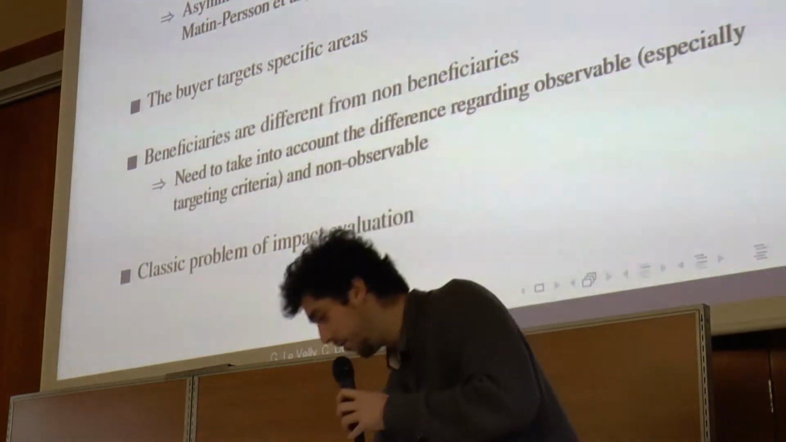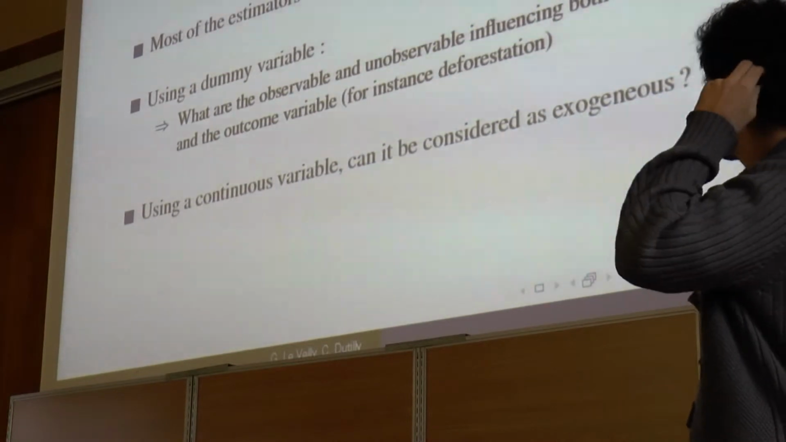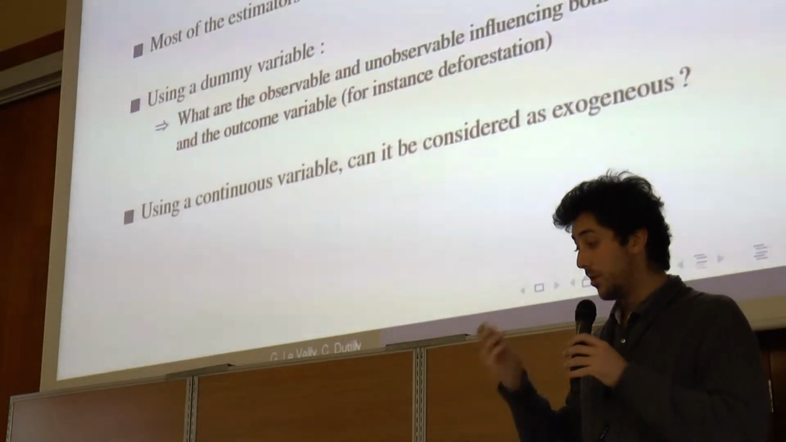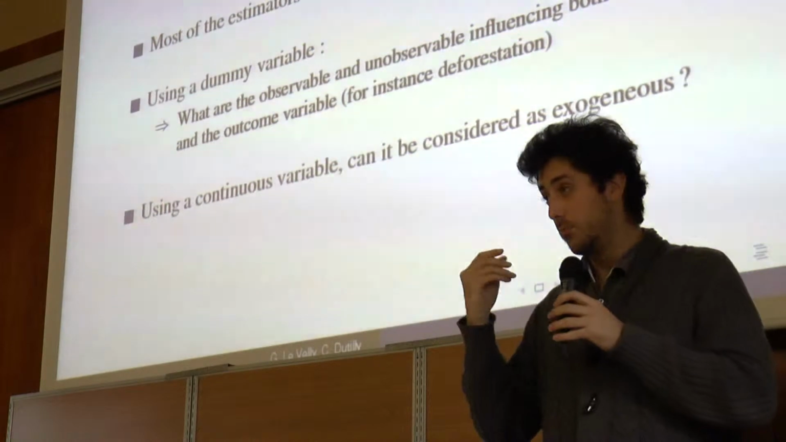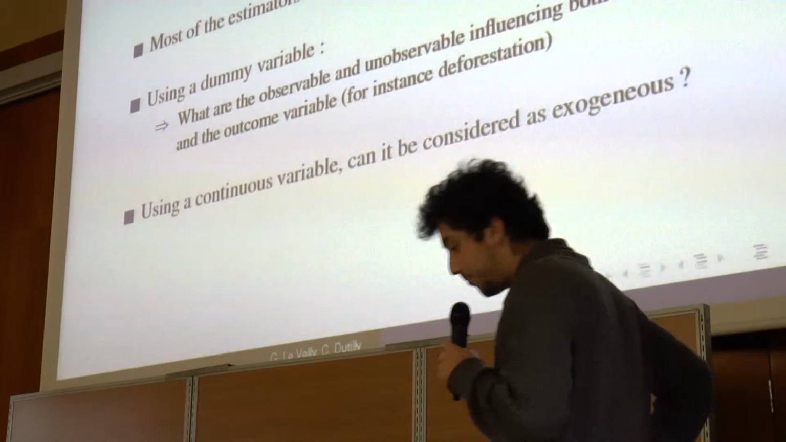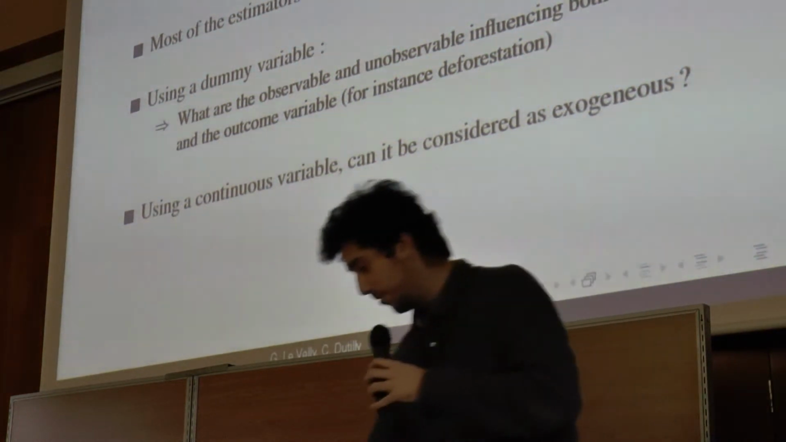So it's a classic problem of impact evaluation, and it should lead us to wonder about how to choose a control group and account for heterogeneity, knowing that most of the estimators actually rely on this conditional independence assumption, as I explained earlier. So if you use a dummy variable, the question you should be asking is, what are the observables and unobservables that are influencing both the PES reception and our outcome, deforestation for instance? And when you use a continuous variable, can it be considered as exogenous?